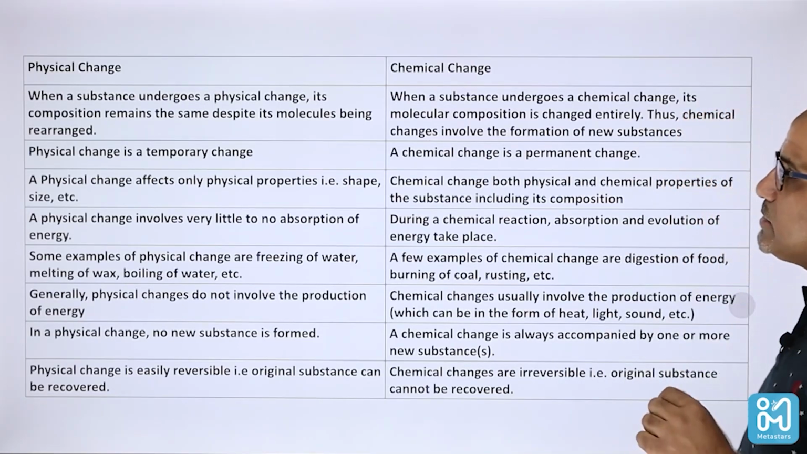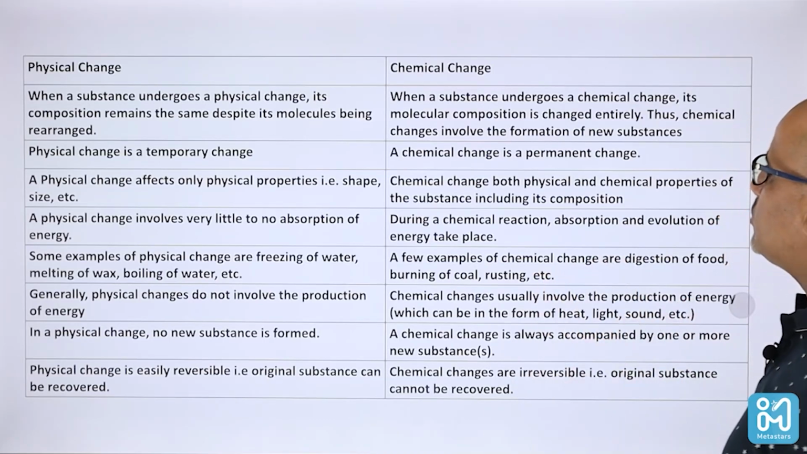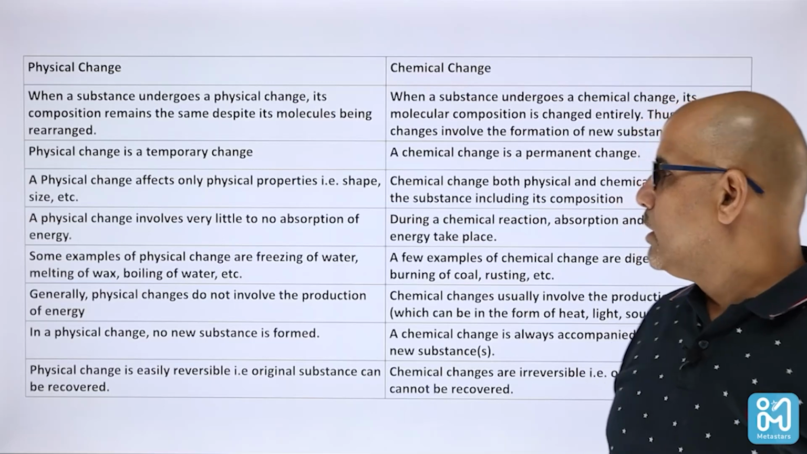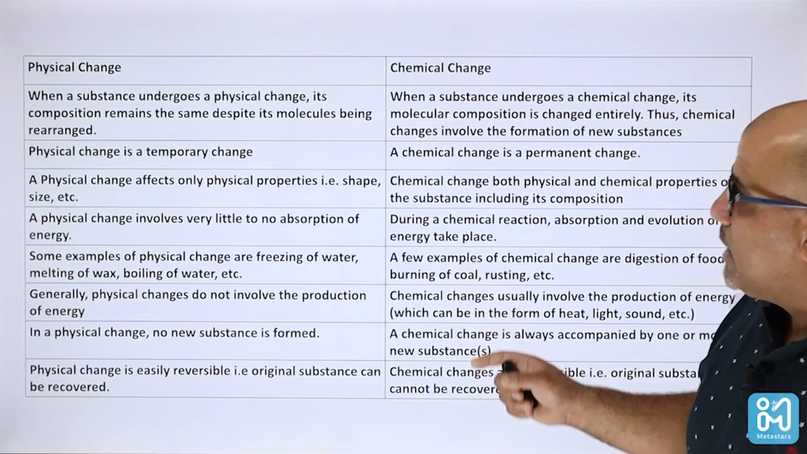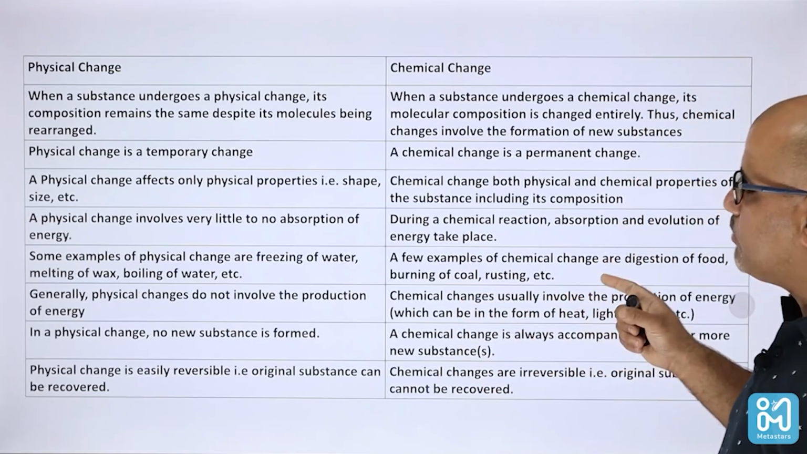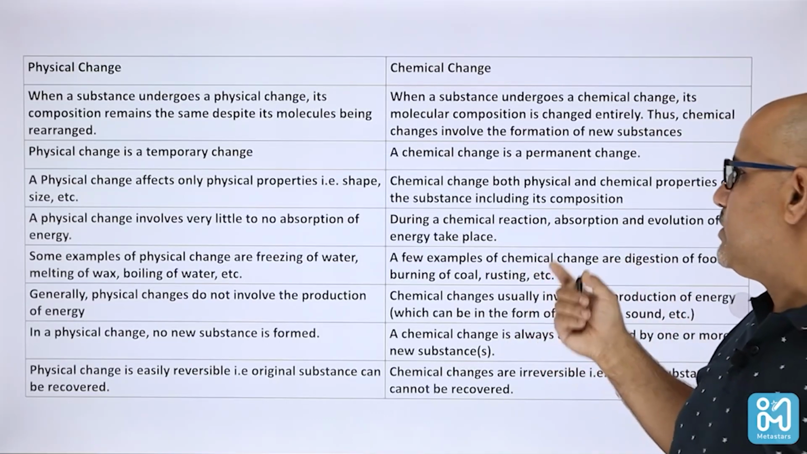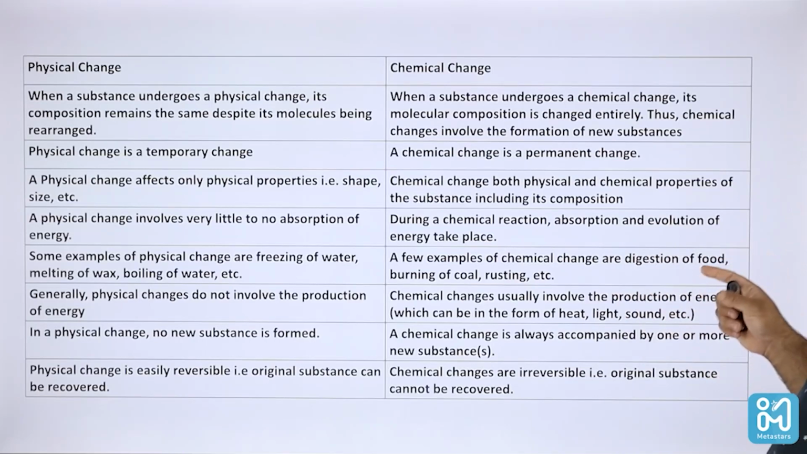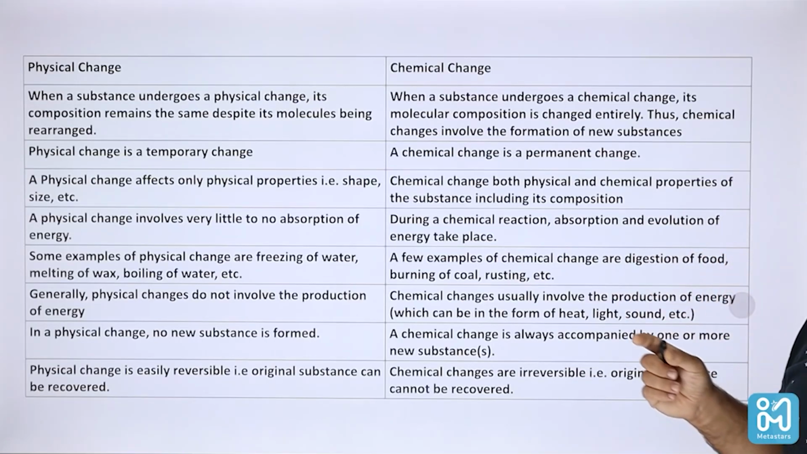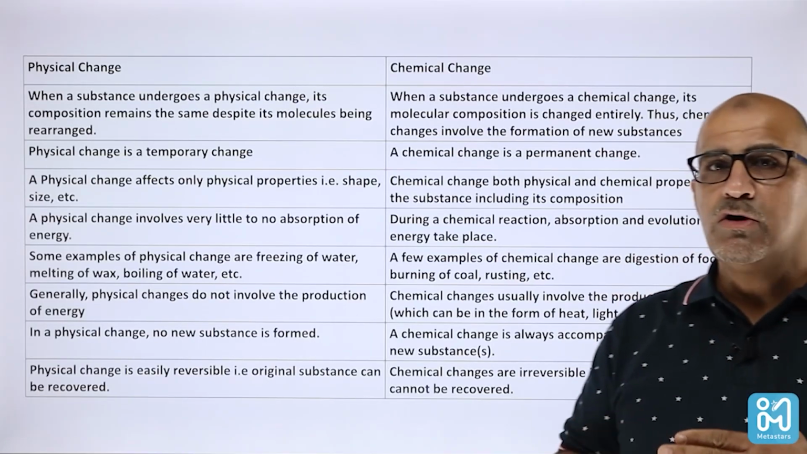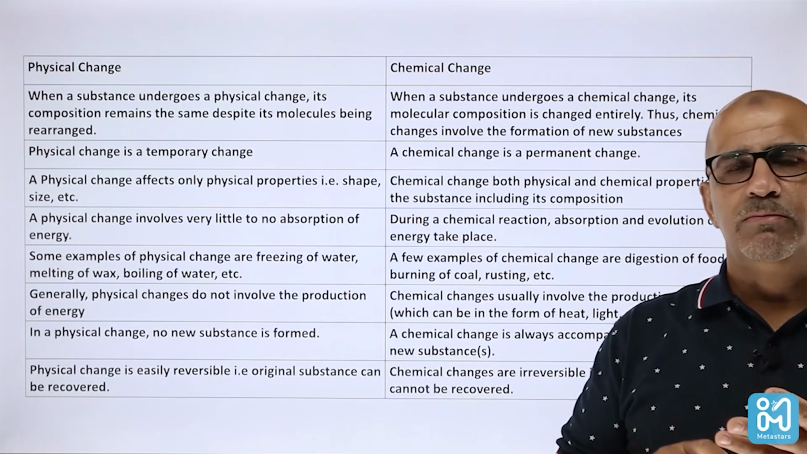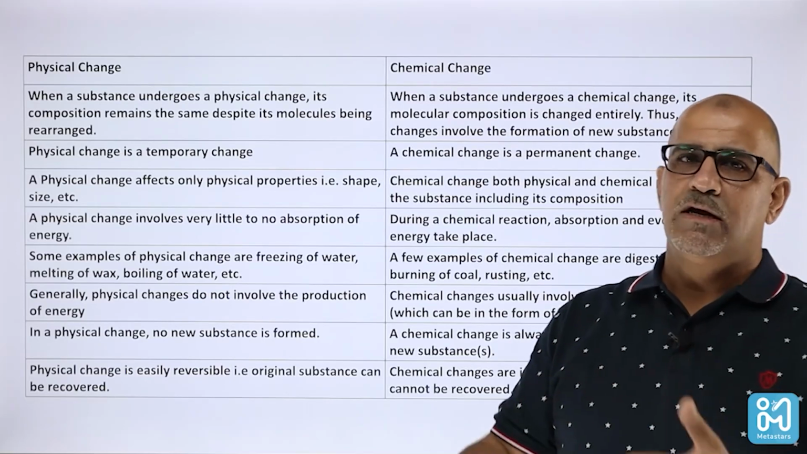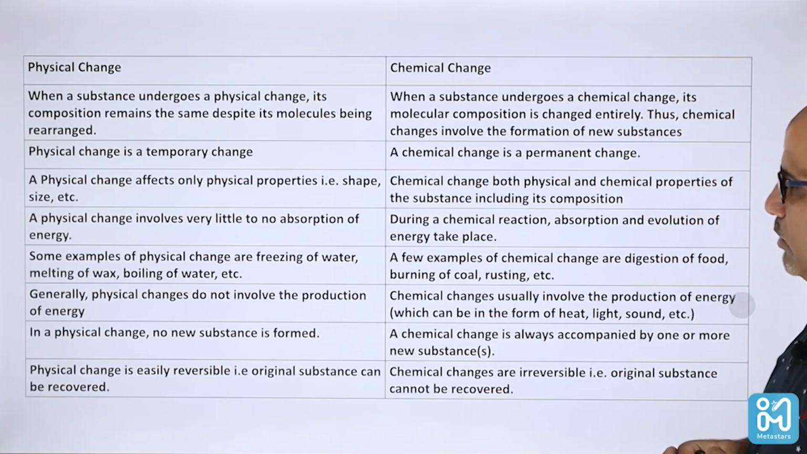A physical change is a temporary change, while a chemical change is a permanent change. The physical change affects only physical properties like shape, size, color, and so on. In a chemical change, both physical and chemical properties are changed. So for the new chemical substance, you may have a new color, a new taste, new physical properties, and so on.